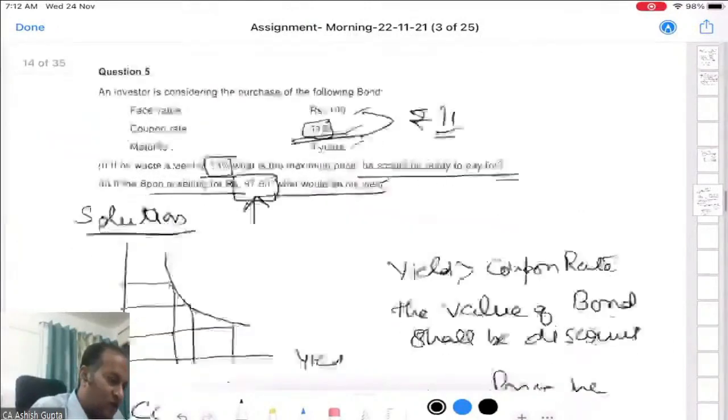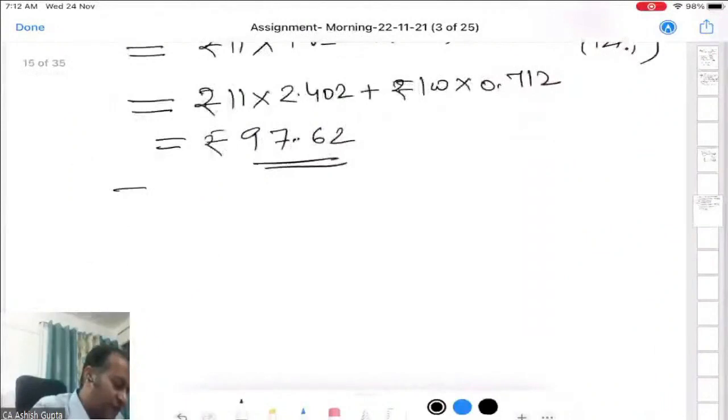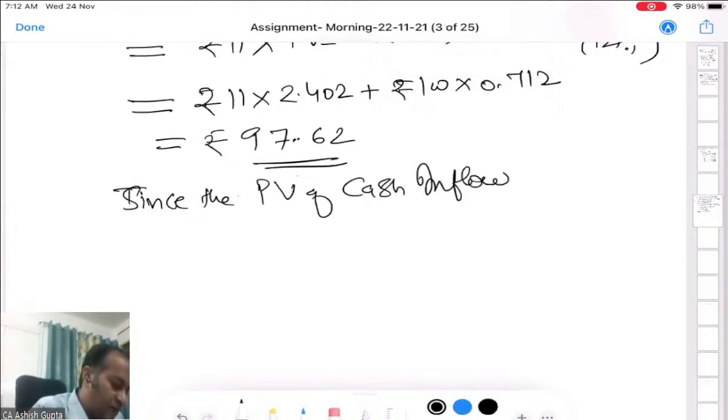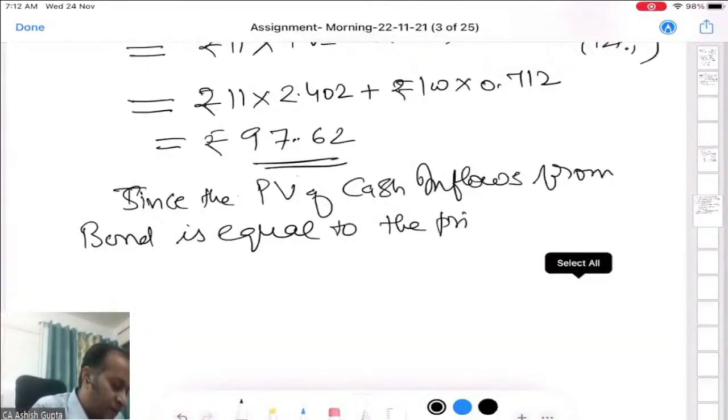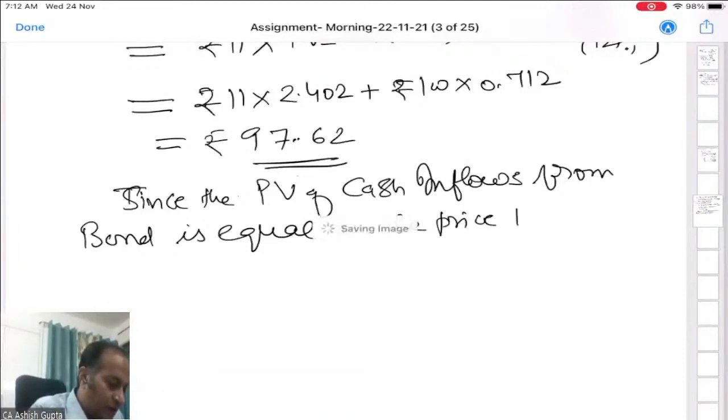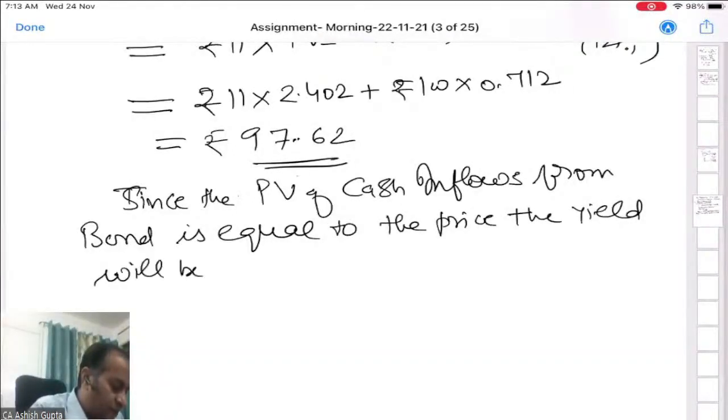So student, we can say that the value is somewhere near 97.60. So we can say that the yield, since the present value of cash inflows from the bond is equal to the price, the yield will be 12% approximately. So you have to go further.